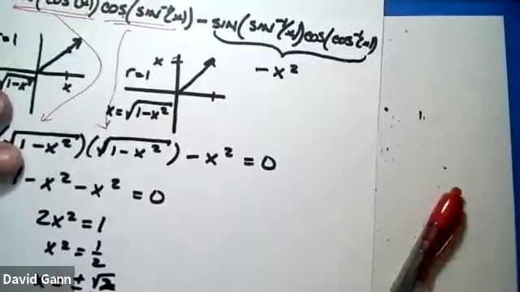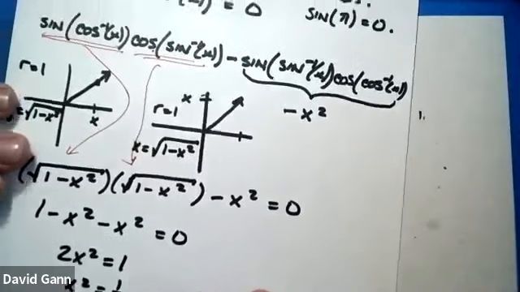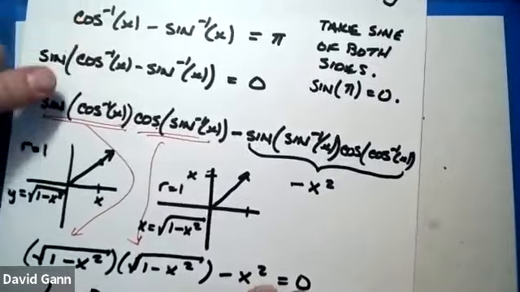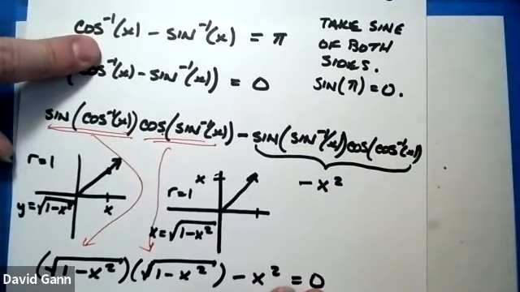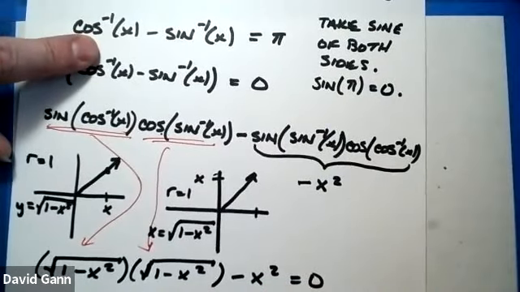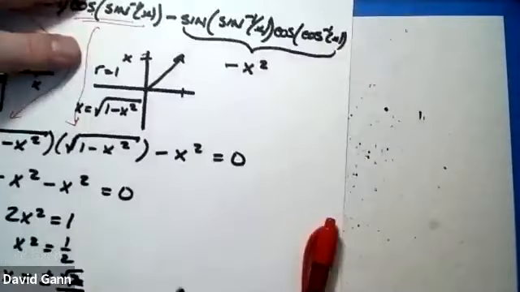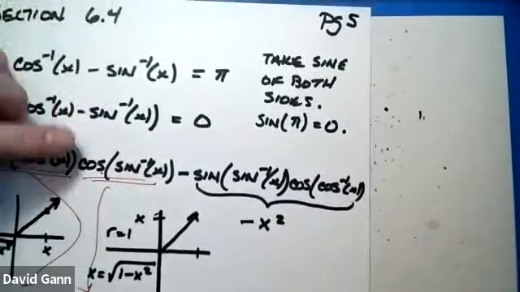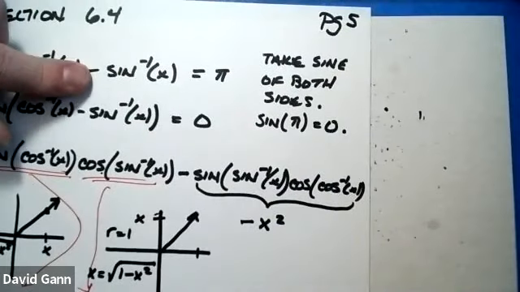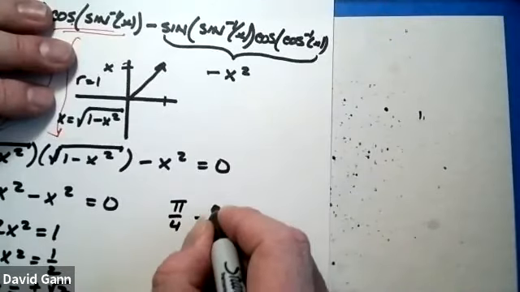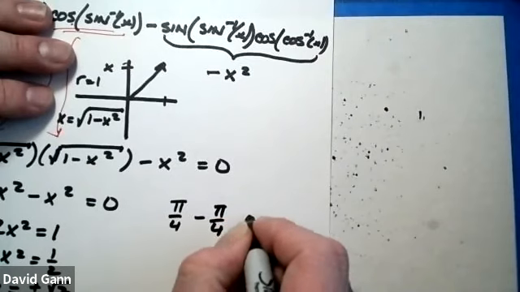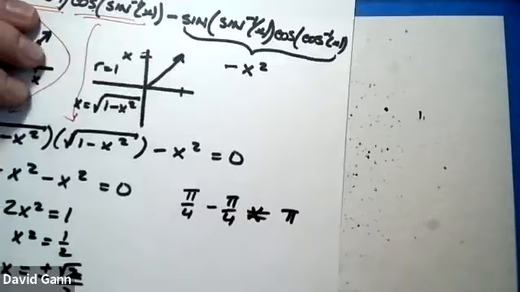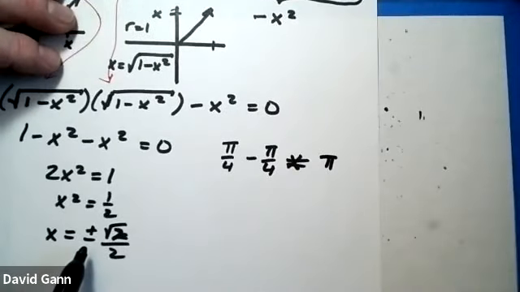But let's just check. So if we take the positive root 2 over 2, well, the inverse cosine of positive root 2 over 2 is pi over 4. So we have pi over 4, and then the inverse sine is the same number, so it's pi over 4, but it's minus. Pi over 4 does not equal pi. So this positive branch will not work.